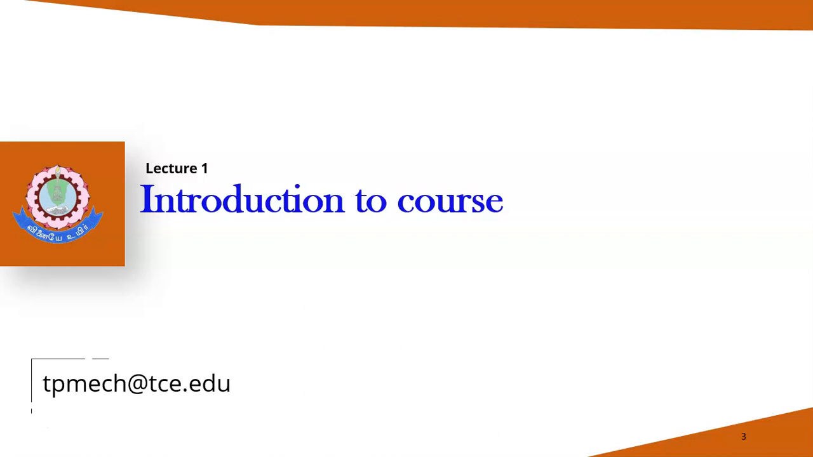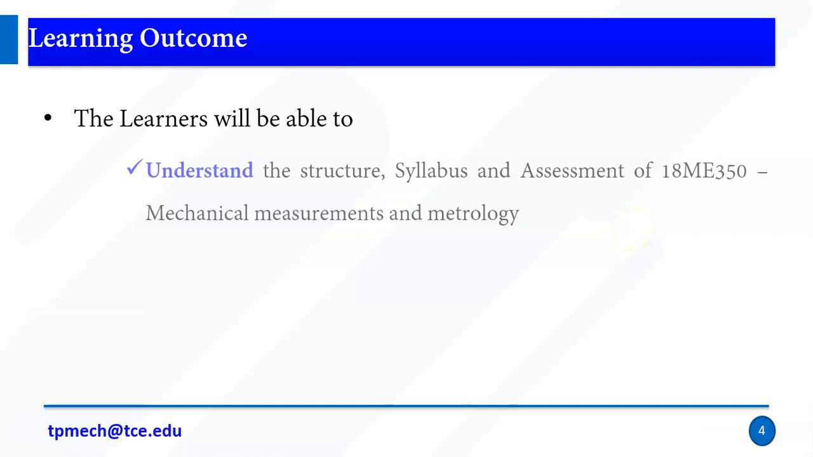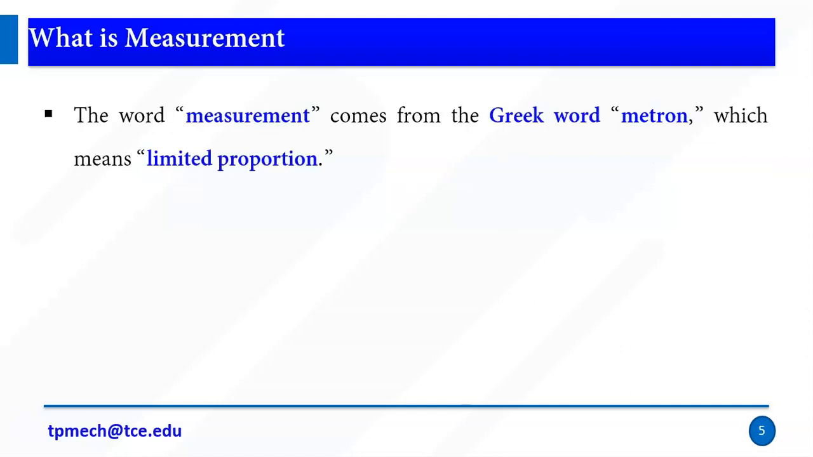Today we are going to see the introduction about the course. That means the course outcomes, how the assessments are done, what the weightages for each CO are, and what the syllabus is. The objective is very simple: at the end of this class, you should be able to know the syllabus, structure, and assessment of 18ME350 Mechanical Measurements and Metrology.